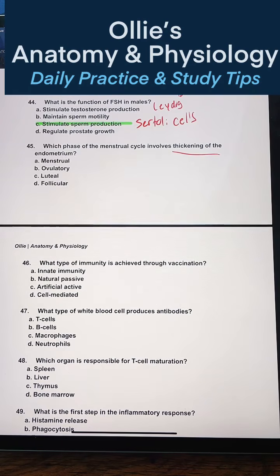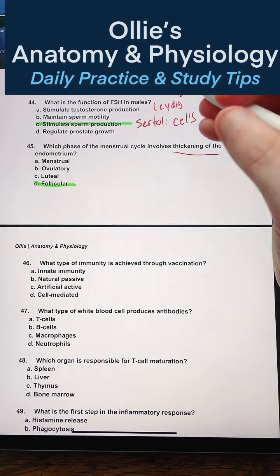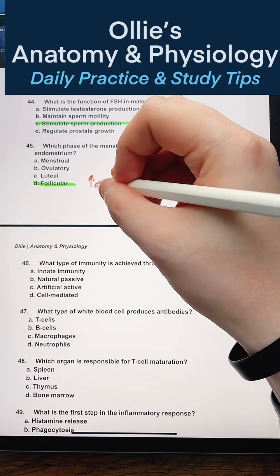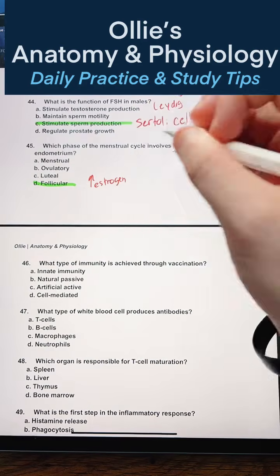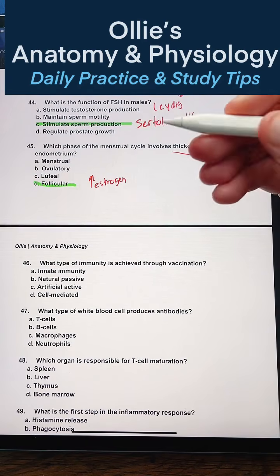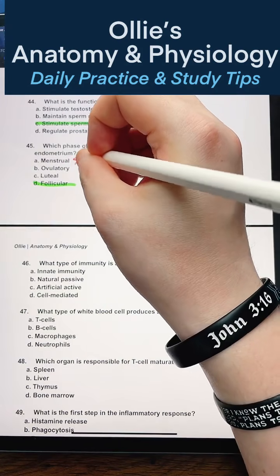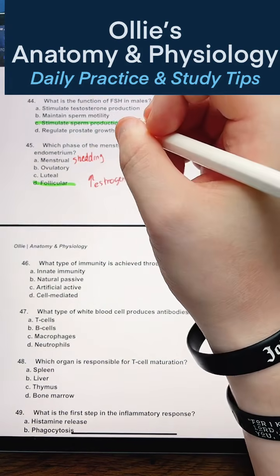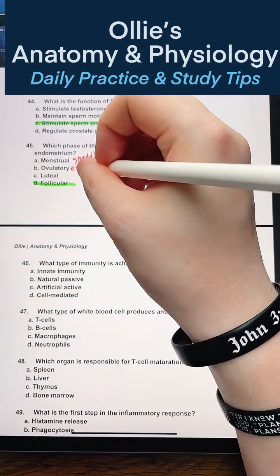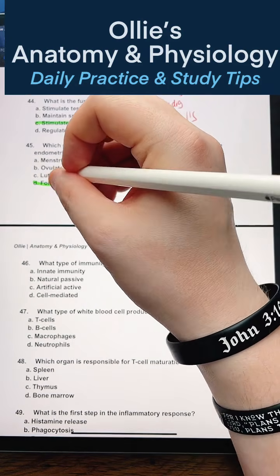You guys are fantastic. The answer is going to be D. It's follicular. So during this phase, estrogen is going to increase, causing the endometrial thickening. Again, the estrogen is going to build up the endometrium for a pregnancy, and then progesterone will maintain it. The menstrual phase is where the shedding occurs. Ovulatory is where we have our egg release. Luteal is going to be for maintaining.